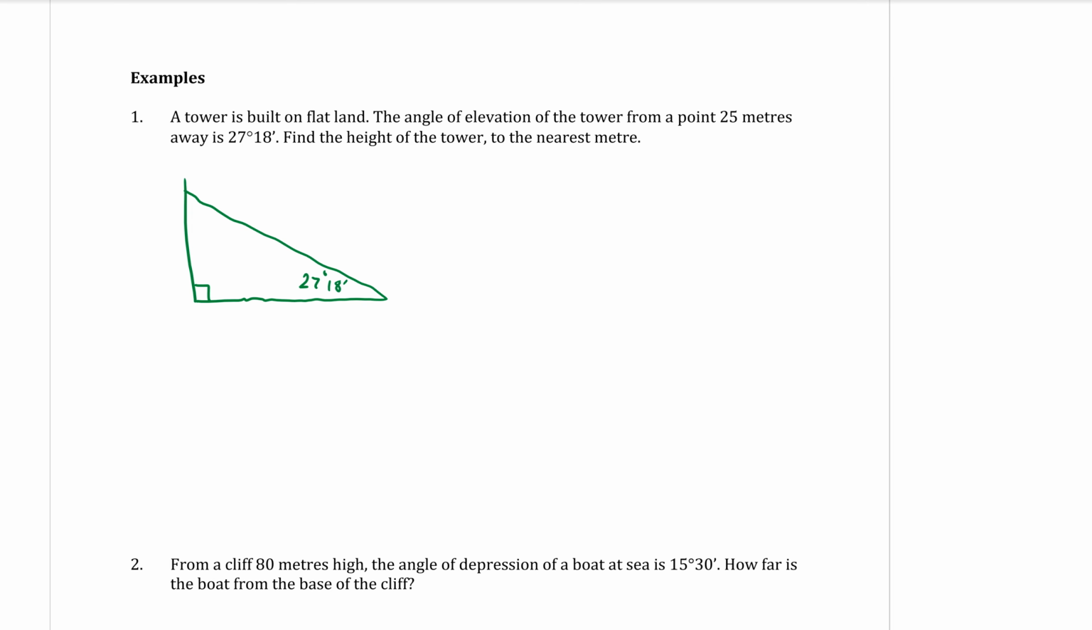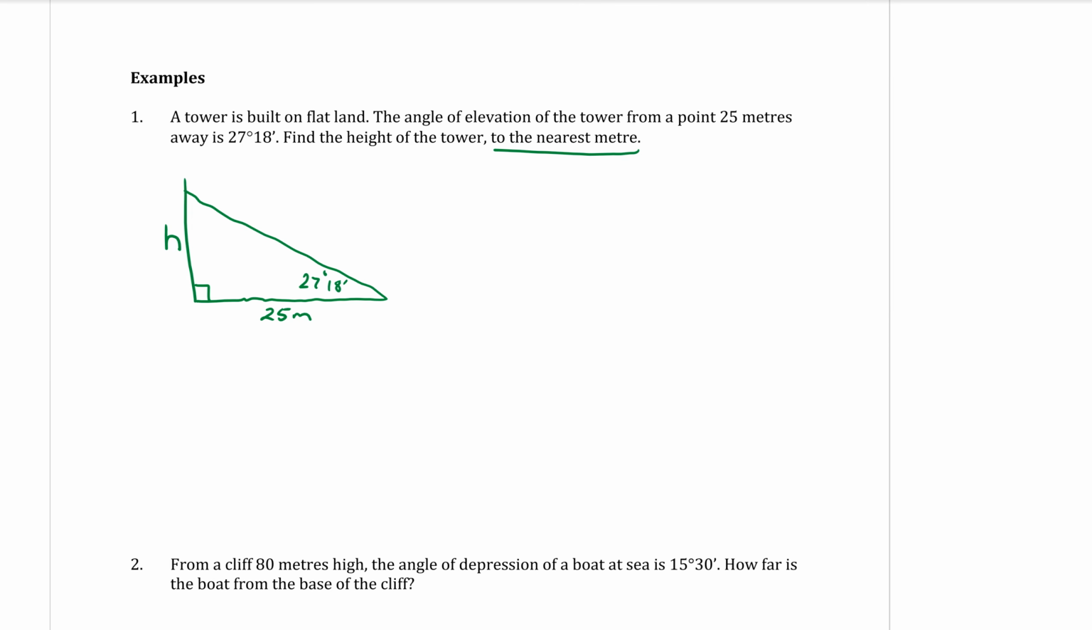The tower is 25 metres from the person. So that's 25 metres going there. And we're asked to find the height of the tower, which I'm going to call H. And it says to the nearest metre. Please look out for tips in the question as to where to round it.